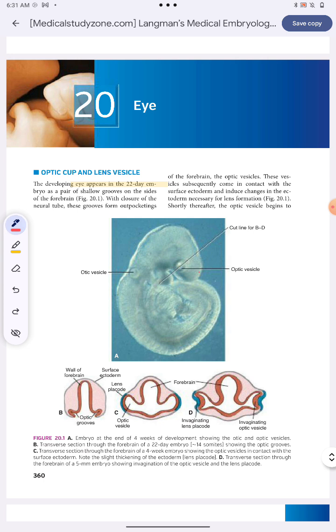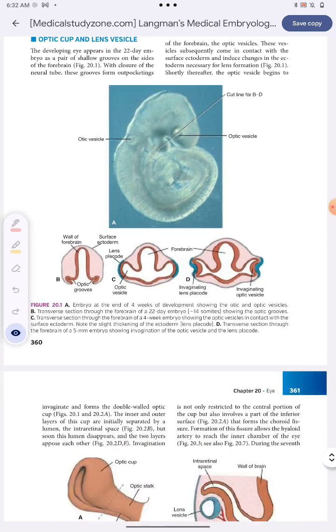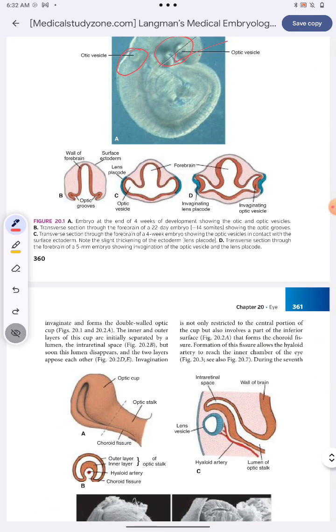This is the optic vesicle here, and this is the otic vesicle for the ear, and this one is for the eye. Then you can see here in this picture, this is the wall of the forebrain, and these are the optic grooves. These are the optic vesicles. Later the lens placodes form in the mesenchyme, and they invaginate inside, and this is the transverse section of the formation of the optic vesicles and lens placode.